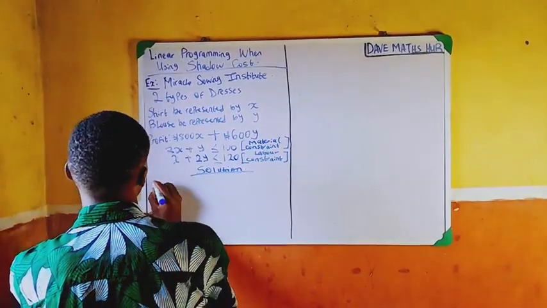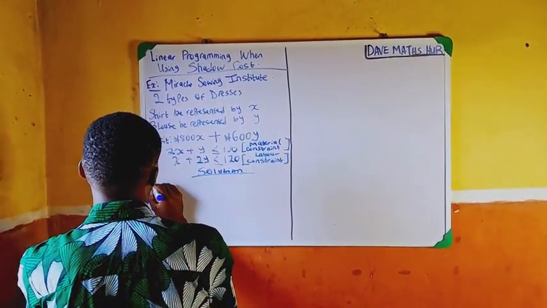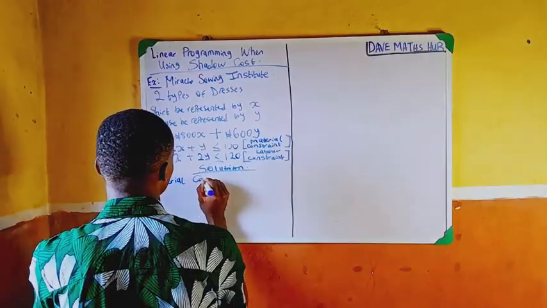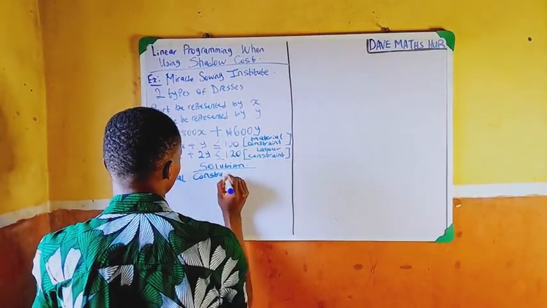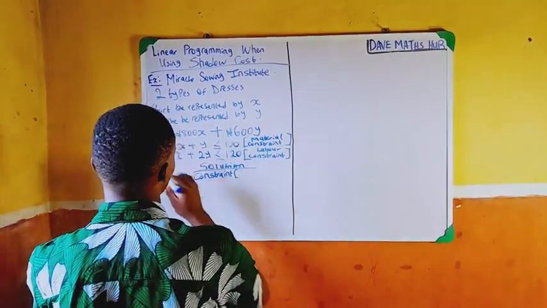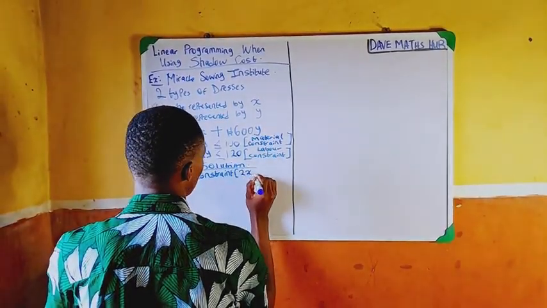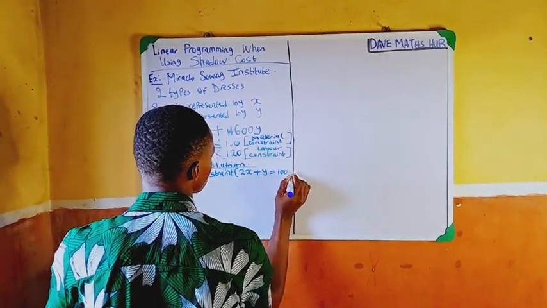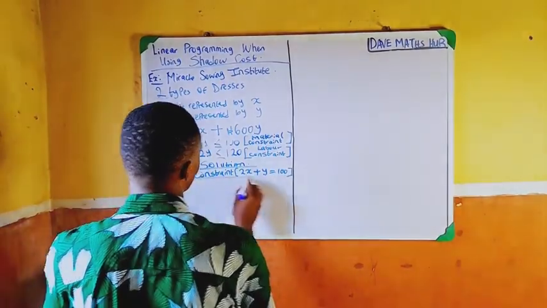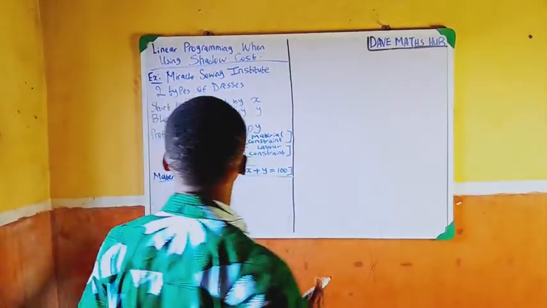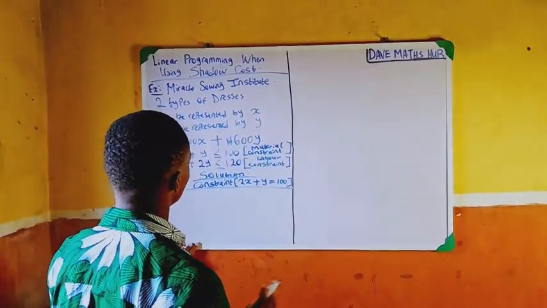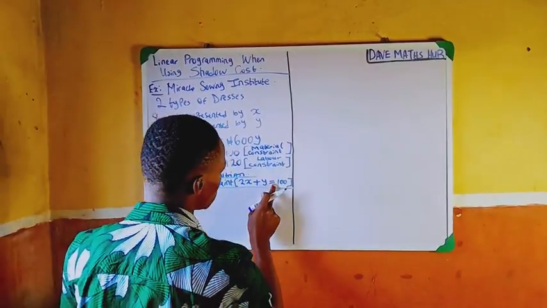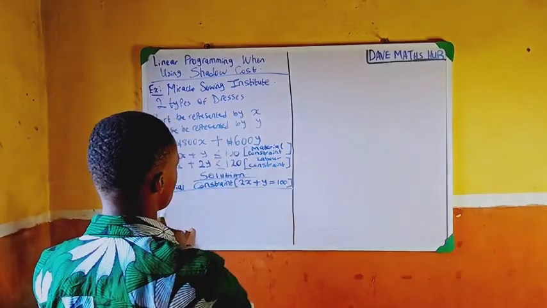So the first one, let's see, material constraints. We are given 2X plus Y is equal to 100. Now remember, in definition when I was talking about linear programming, I said the first step in calculating it is to change the inequality to equality sign. That's why here is equal to and here is less than or equal to.